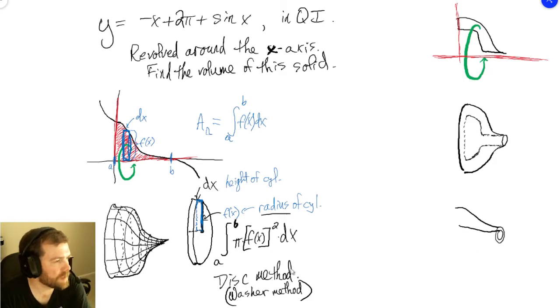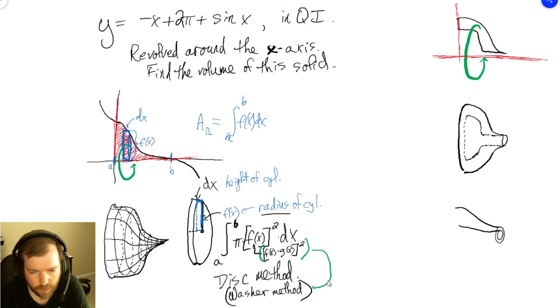Okay, so this is the disc or washer method. All that really replaces this middle part here is that we get an f of x minus g of x inside of the parentheses that gets squared when we're talking about the washer method, where there is actually a hole in the middle. And again, those are these over here.